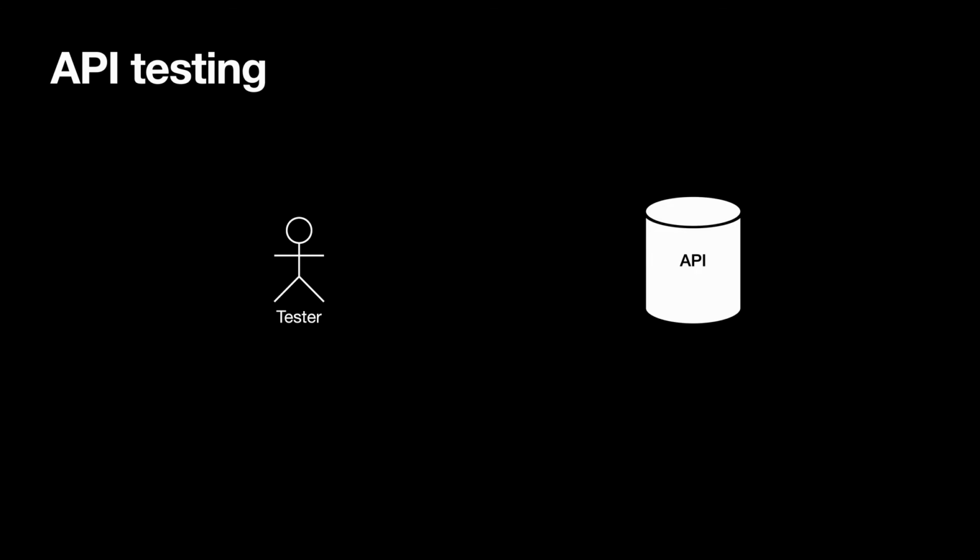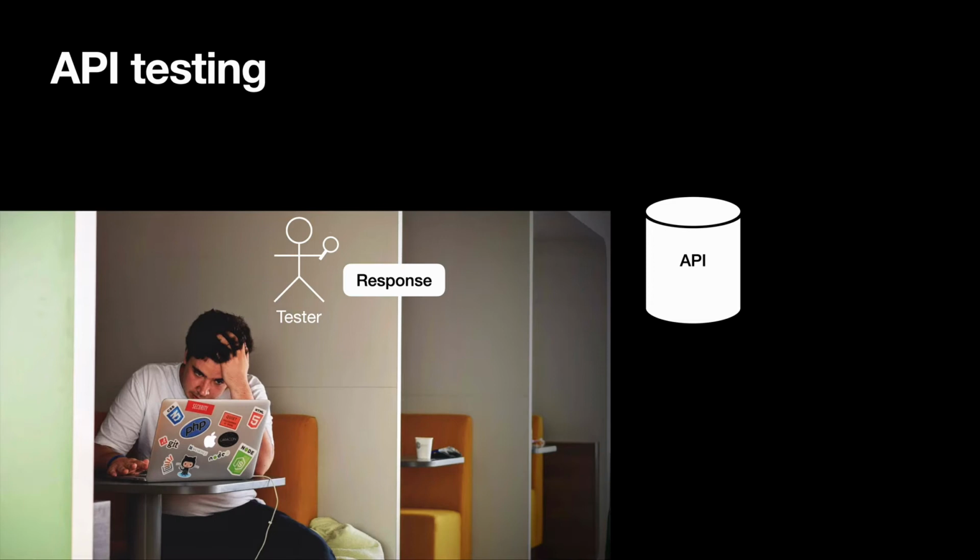So the basic flow of testing an API goes a little bit like this. A tester sends a request to an API, the API gives a response, and finally the tester evaluates that response. Now, of course, we don't want a human tester to do all of this work manually. So we need a way to automatically generate these requests and evaluate the responses.